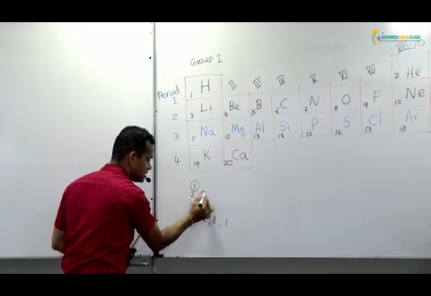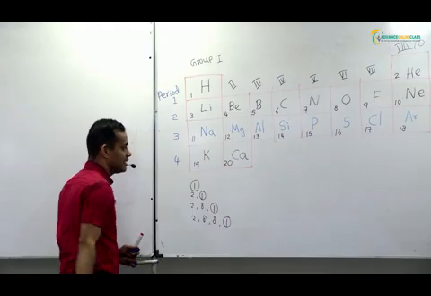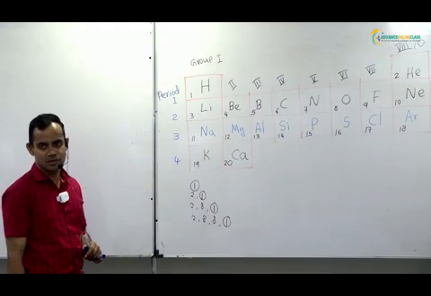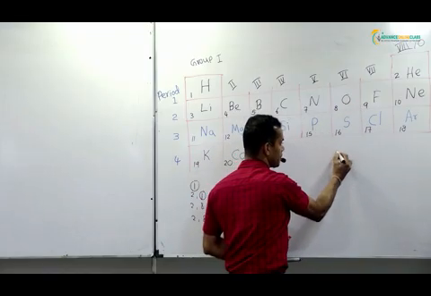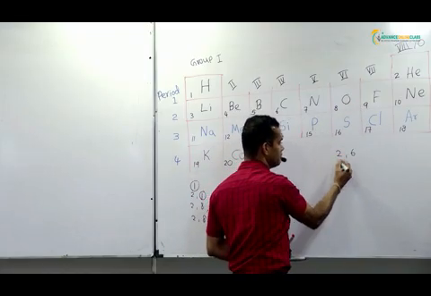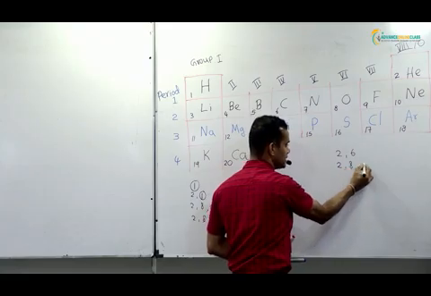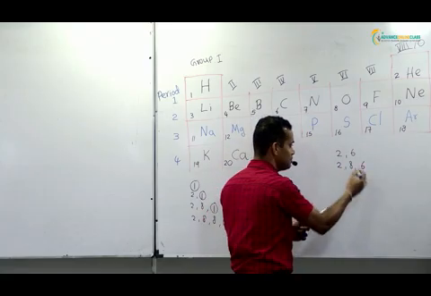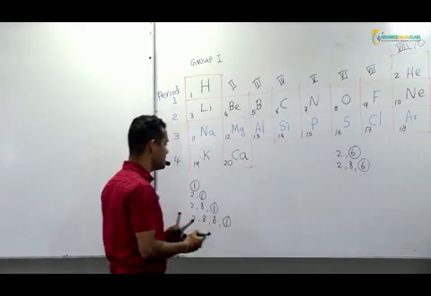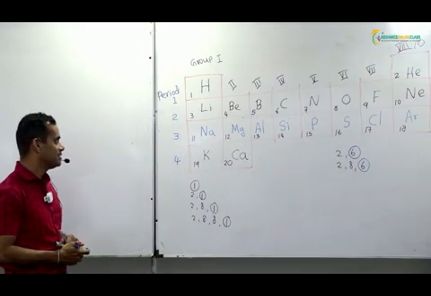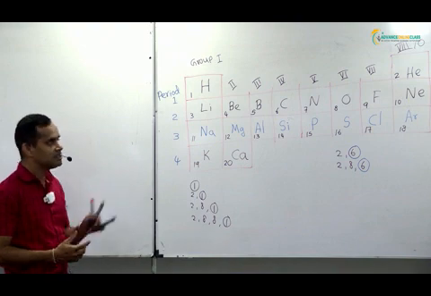Can you see a similarity? The outer shell has 1 electron in all. If we take this one, oxygen 8 is 2, 6, sulfur 16 is 2, 8, 6. Can you see the same similarity here? Yes. So, we consider electronic configuration similarities in making this table.